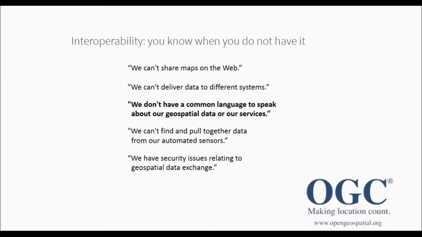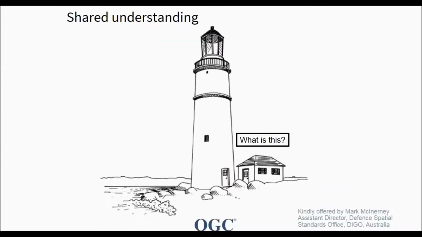And it's a little bit easier to illustrate what interoperability is by talking about what happens when you don't have it. So interoperability is really about making sure that we can share maps on the web, that we can use data in different systems, and that we have a common language to speak about geospatial data, about location. As a quick example, the shared understanding of the data we deal with is actually quite important.